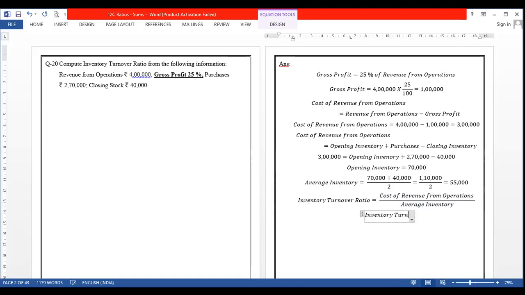Inventory turnover ratio. COGS, that is cost of revenue from operations, was rupees 3 lakh to be divided by average inventory, that is 55,000. If anyone can get me the answer, please. 5.45 times. 5.45 times, okay, done. So we are done with this particular sum.